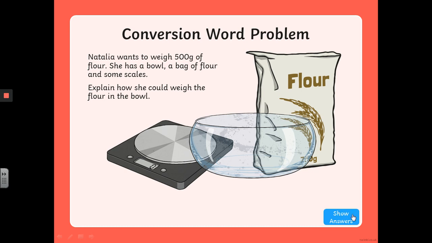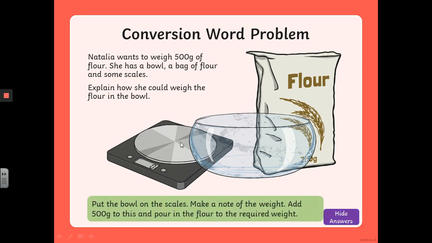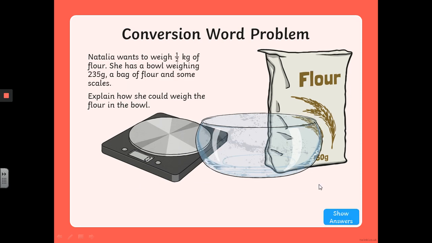All right, so let's see the answer. Put the bowl on the scale. Make a note of the weight. See how much the bowl weighs. Add 500 grams to this and pour in the flour to the required weight. So first you put this on the scale and check the weight. Then you put the flour in the bowl and you check the required weight. So first this one goes there, then this one goes there, and you can see your required weight on the weighing scale. Another one, very easy.